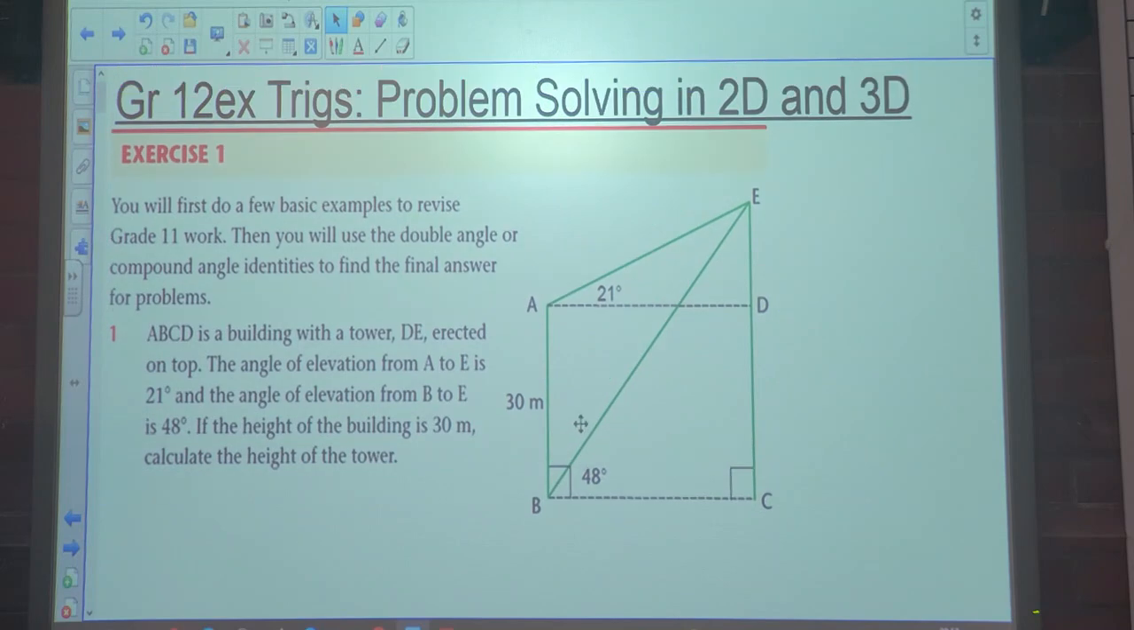Alright, so we are told that you will first do a few basic examples to revise grade 11 work. So basically this is grade 11 work, okay? Just one step in the example alluded to grade 12, which was a double angle. But then you will use double angle or compound angle identities to find the final answer for problems. Okay, so we're looking at number 1.